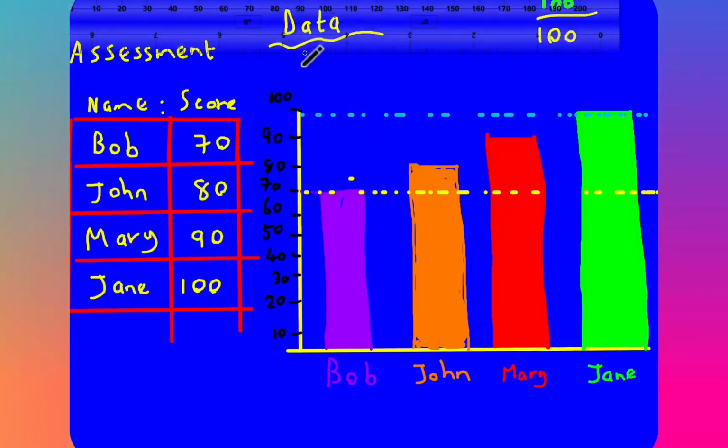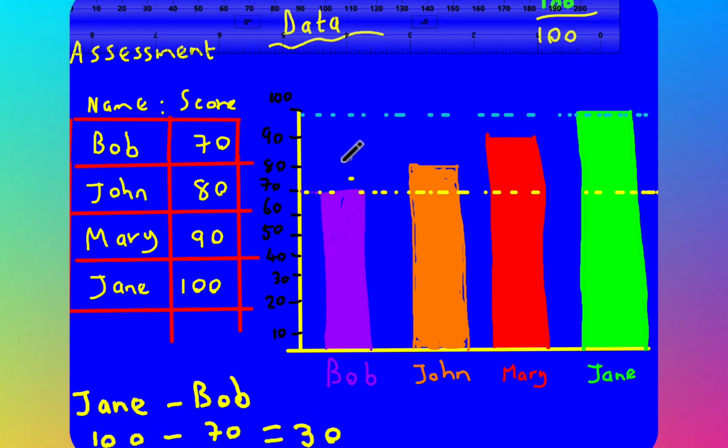Some more information we can find out. We can take the largest score, which is Jane's score, okay, and we can take away Bob's score from it to find out how far away Bob is from Jane. So we're going to say 100, take away 70, and our answer is 30. So between this mark, this area here, this area is 30. So Bob needs to get 30 more marks in order to get to where Jane is. We call this the range, and this tells us how far away our lowest score is from our highest score.